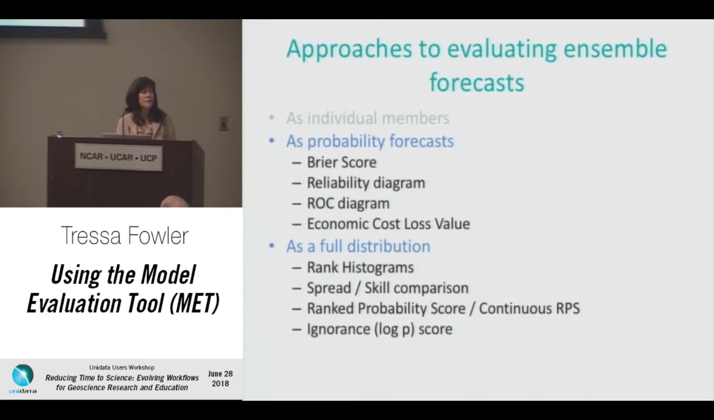For probability forecasts, I'm just going to give a quick overview of 4 different types of statistics you can do. The Brier score, which probably some of you have heard of, is really just a mean squared error in probability space. A couple of diagrams, reliability and receiver operating characteristic, I'll show you. And then economic cost loss, which we've recently implemented in MET.